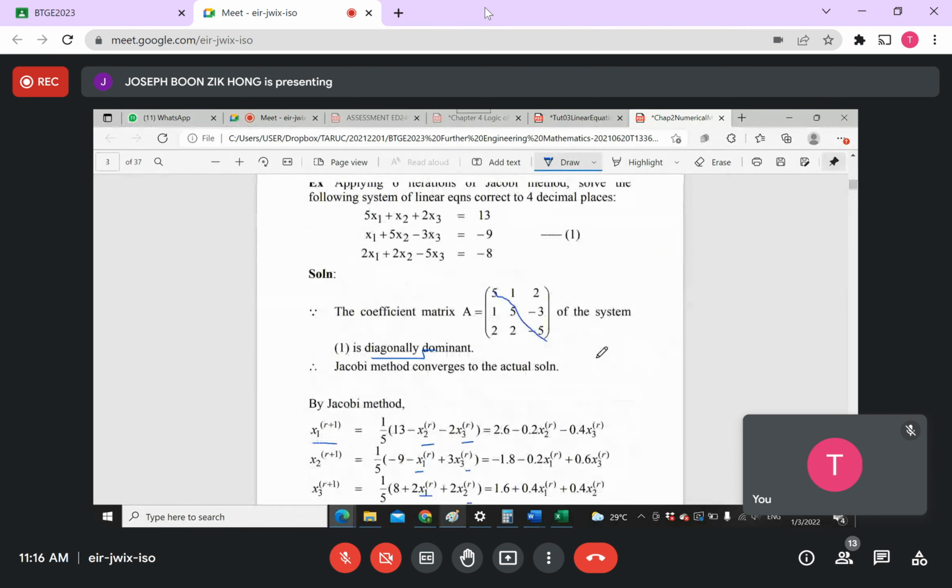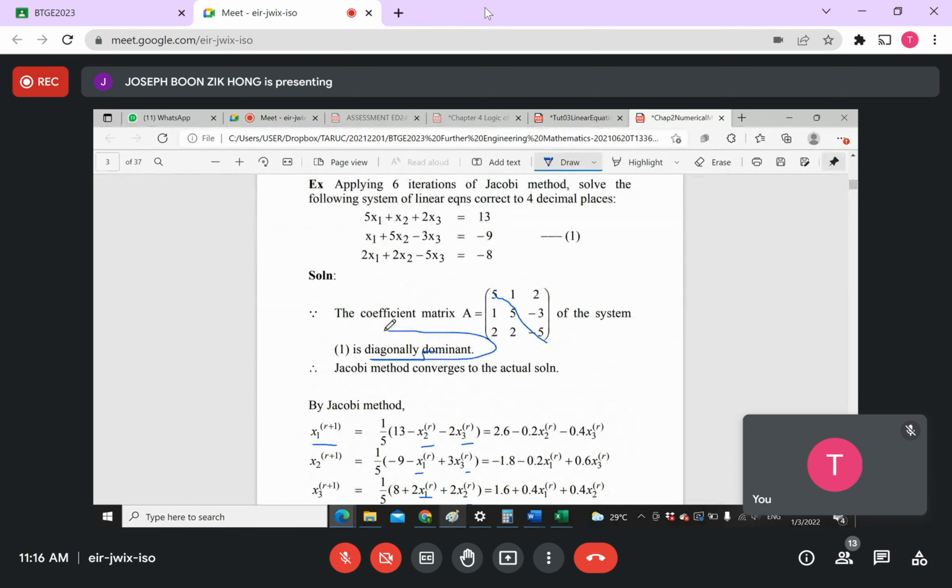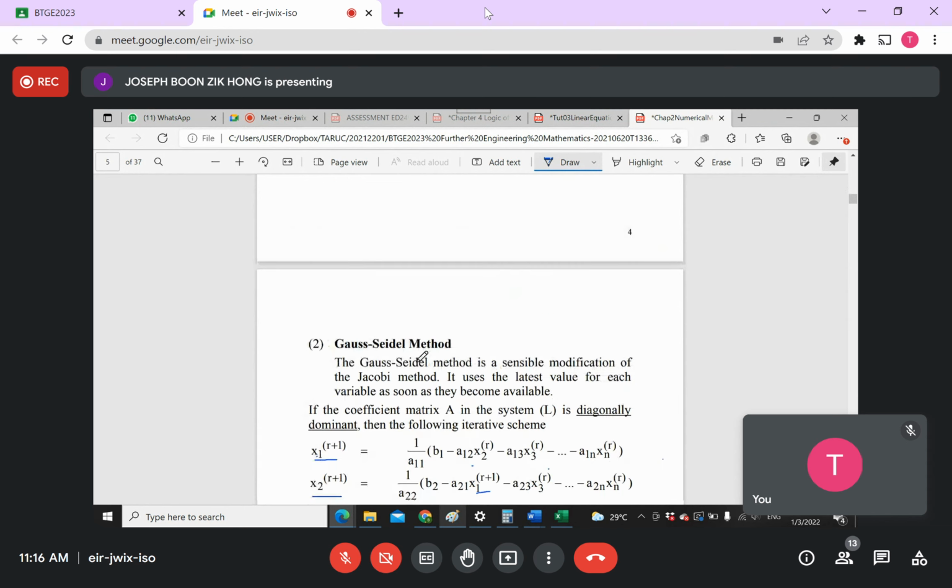Why do we need diagonal dominant? If you check a reference book or textbook, if it is not diagonal dominant, your answer will keep changing, until infinity. They won't converge. Normally we say converge: they don't converge to one point, they won't stop at one point. So that's why it must be diagonal dominant. So we have two methods here.